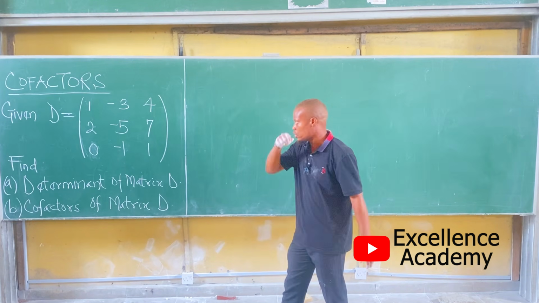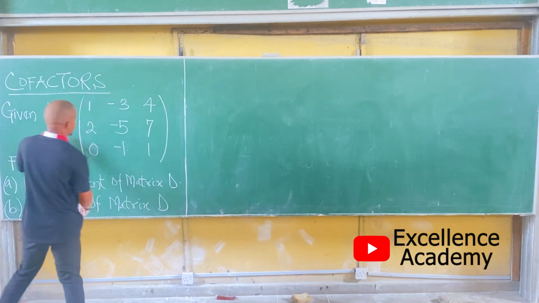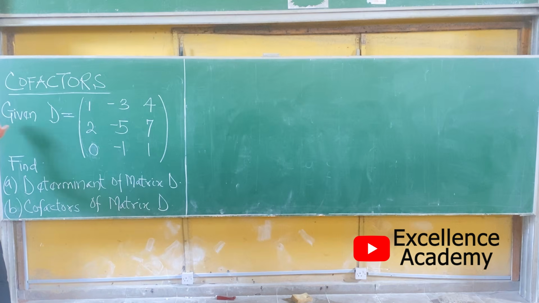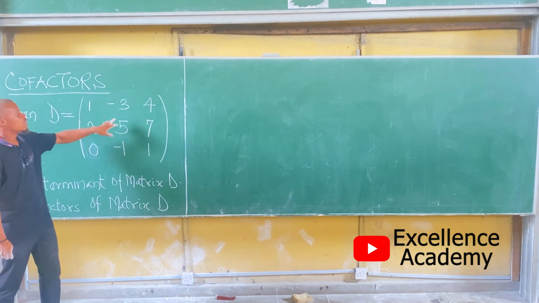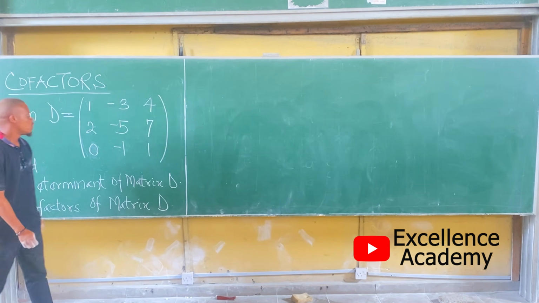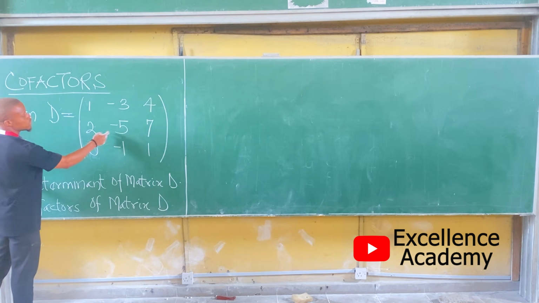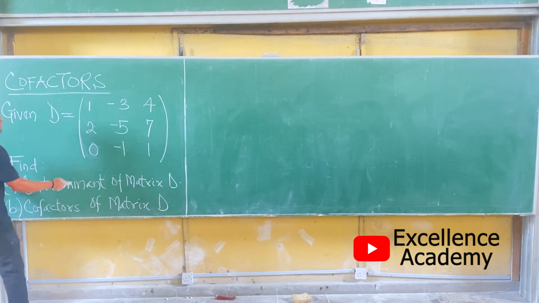All right, let's look at this question. Given the matrix D, for the first row, I'm having 1, minus 3 and 4. For the next row, I'm having 2, minus 5 and 7, then 0, minus 1 and 1. Find the determinant of the matrix D, and the cofactors of matrix D.